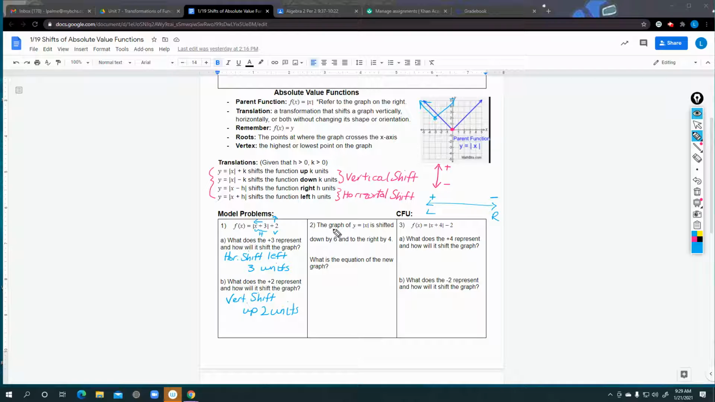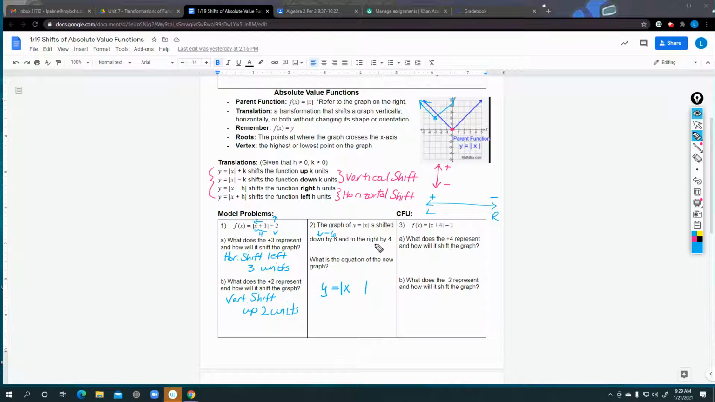Another case, the graph of y equals absolute value of x is shifted down by 6 and to the right by 4. What is the equation of the new graph? Well, y equals, let's figure it out. We're going to have to fill this in. What is happening? Is there a vertical shift? Is there a horizontal shift? Down by 6. So we're going down by 6. Now, down is a vertical shift. Down is negative. So negative 6.